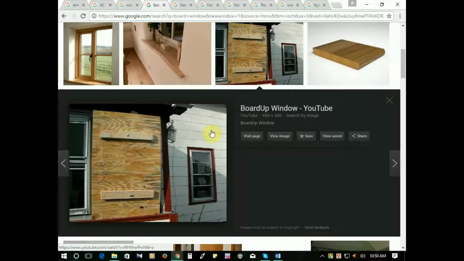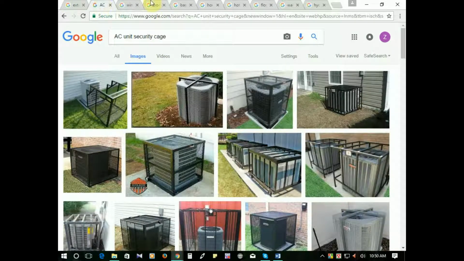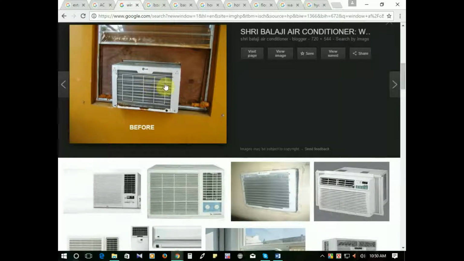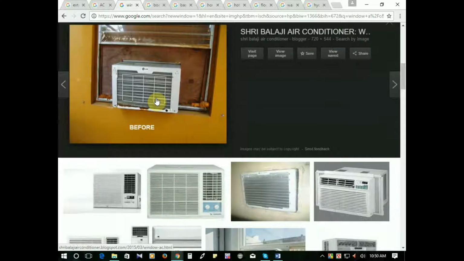So again, to sum up, all properties should have an external air conditioning unit. If this is missing, we need to report that this is missing in the property. But if the property has a window AC unit or a wall AC unit, we need to bid to remove these things. And when they're removed, there's an opening present instead in that portion, and what we need to do is to seal that opening.